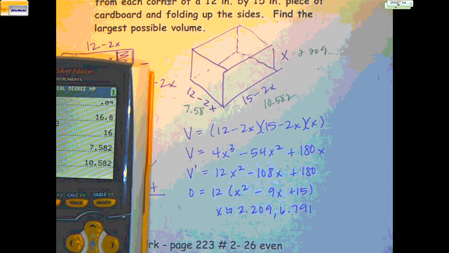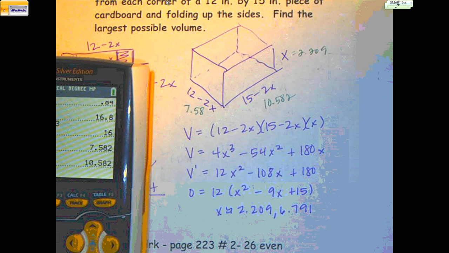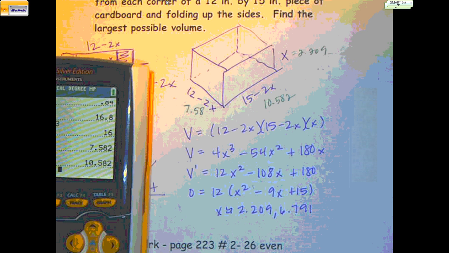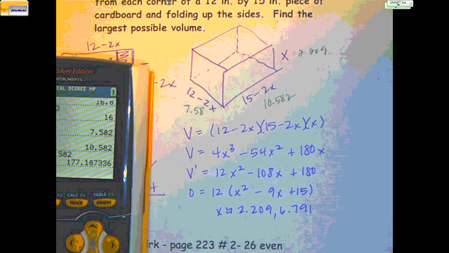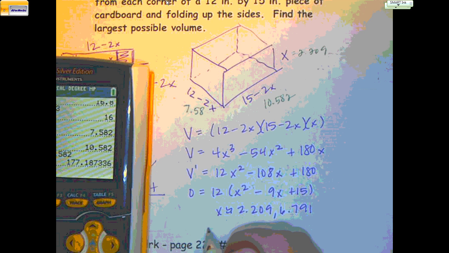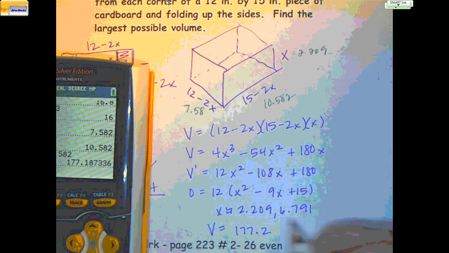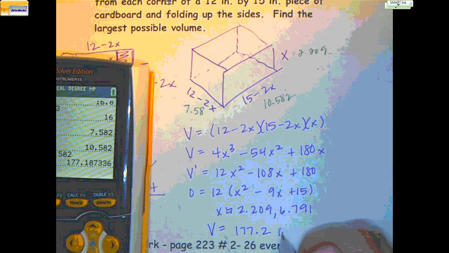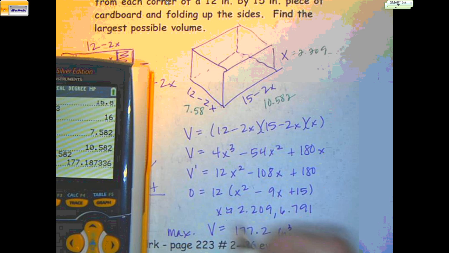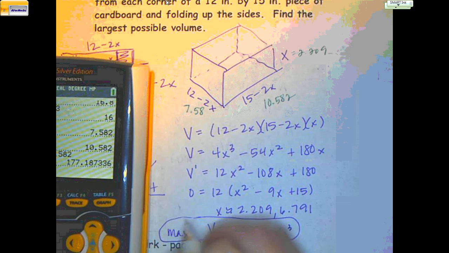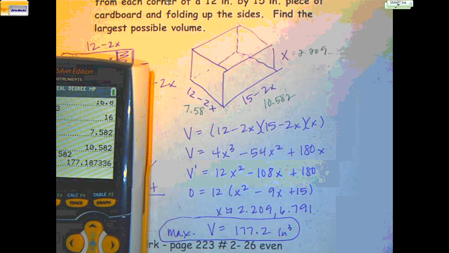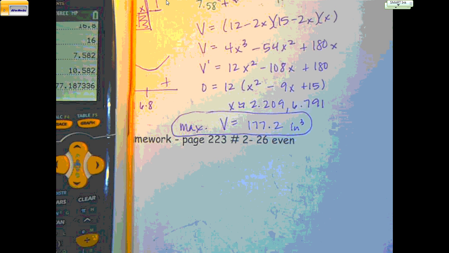So now we can multiply them all together. So 7.58 times 2.209 times 10.582. We get 177. I'm going to call it 2 inches cubed, and that's your maximum volume. Oops, sorry. I didn't mean to do that. There you go. Any questions with kind of how to do these?